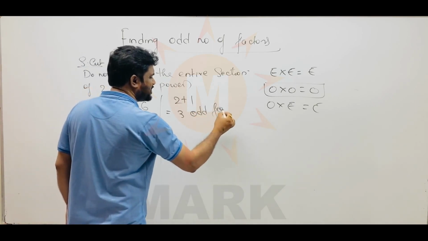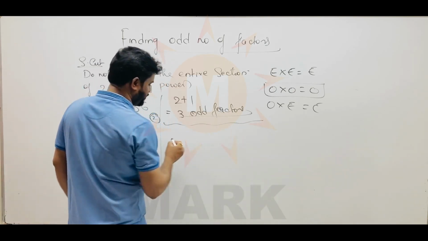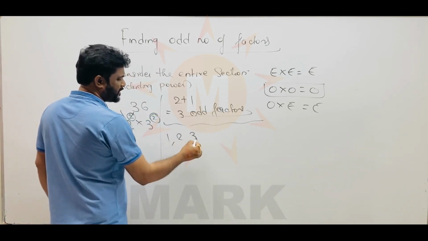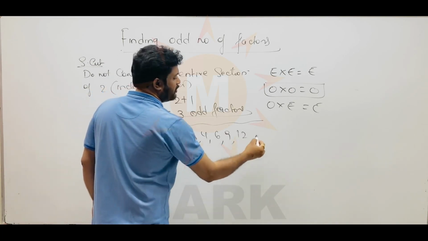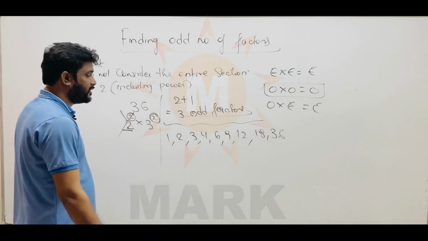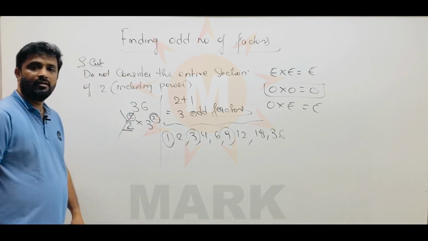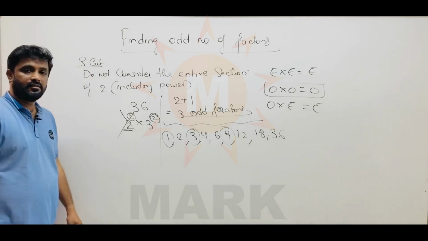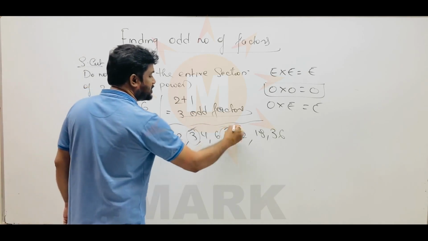If you want, you can check, my dear friends. What are the factors of 36? 1, 2, 3, 4, 6, 9, 12, 18, 36. What are the odd factors? Only 3 are there. 1, 3, 9. Understood? So these are the only odd factors, or else the total number of factors.